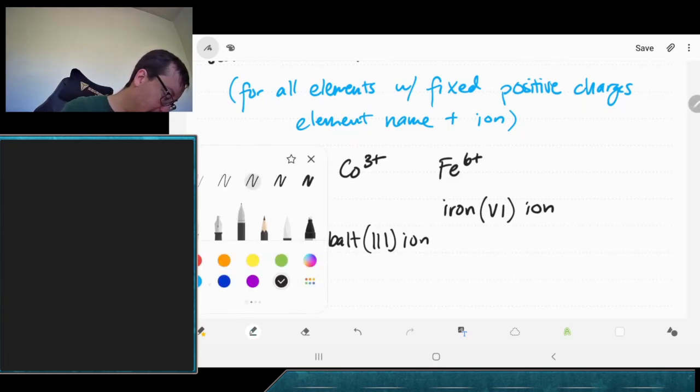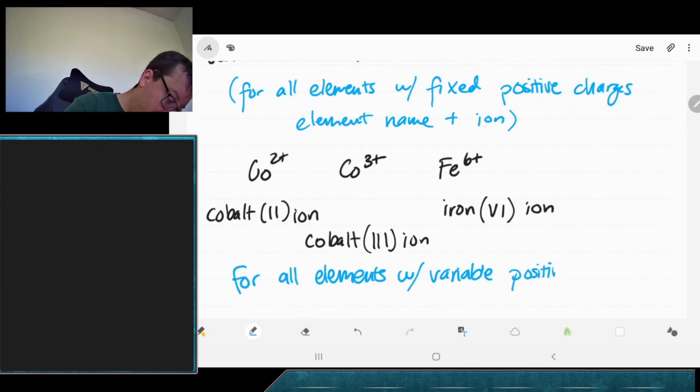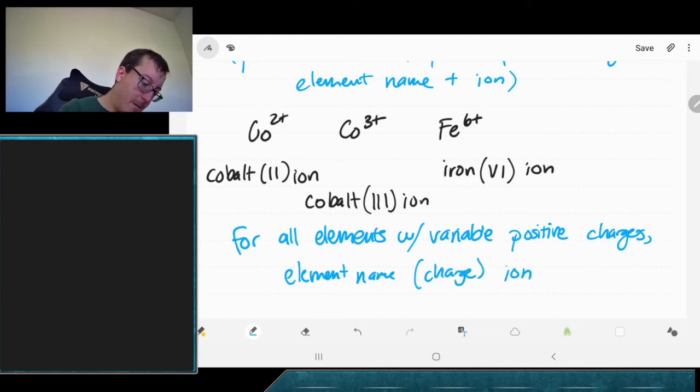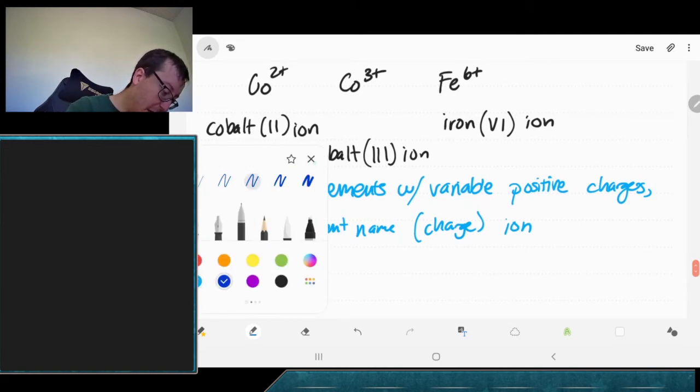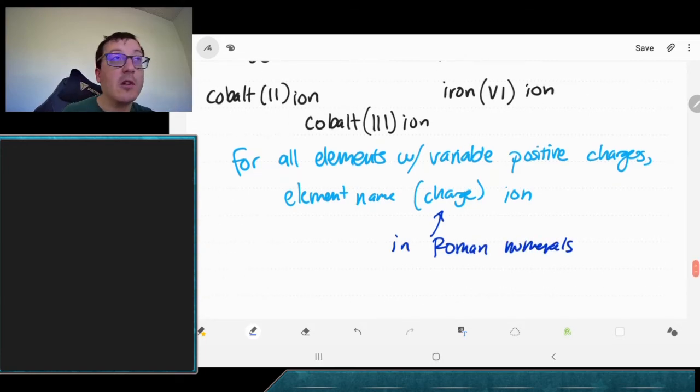So we're going to see that for all elements with variable positive charge, it's the element name, and then the charge, and then the word ion. It's important to note that the charge is written in Roman numerals. And we'll just go over those real quick.